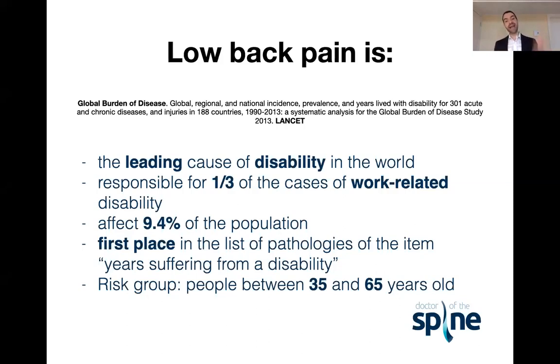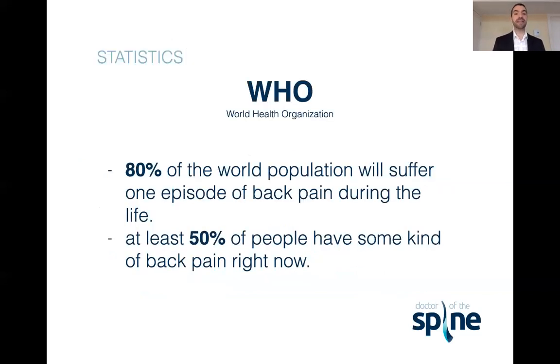It affects 9.4% of the population. It's in first place in the list of pathologies for years lived with disability. The risk group is people between 35 and 65 years old. But the younger population is starting to be in the risk group as well because of bad habits with cell phones, computers, tablets, and all the things that modernity brings us, good things and bad things, and that's one of the bad things.